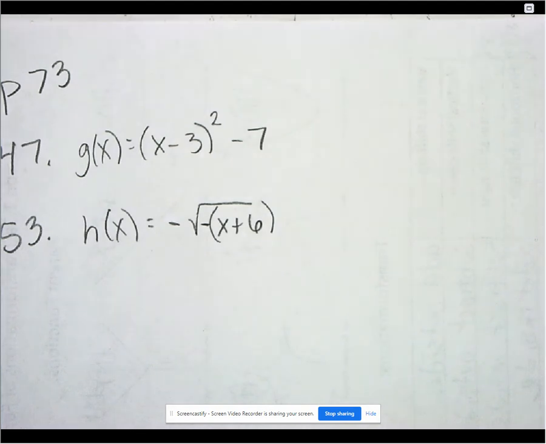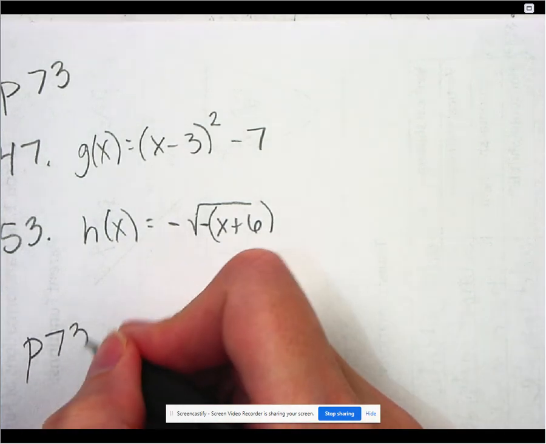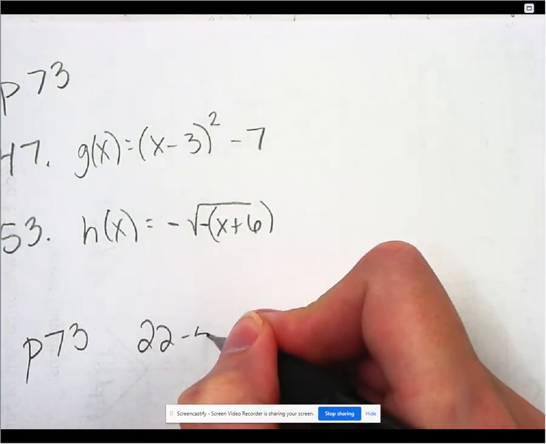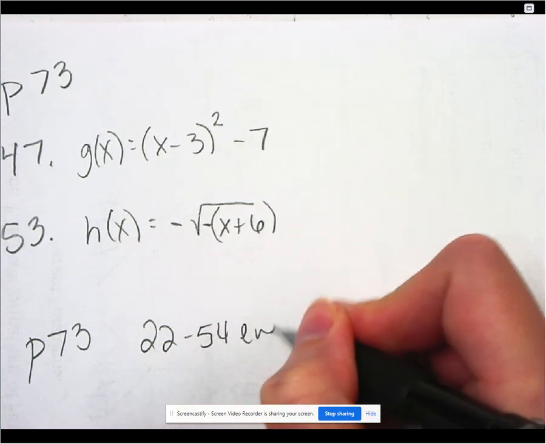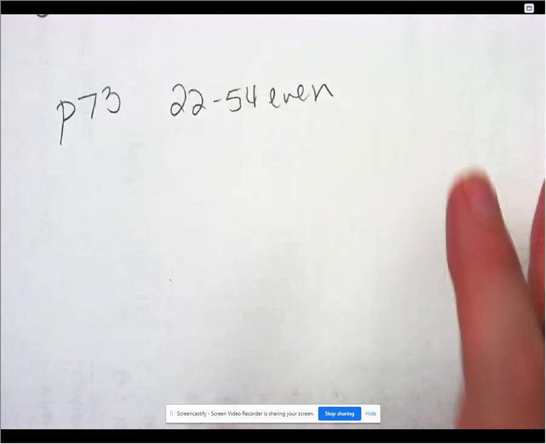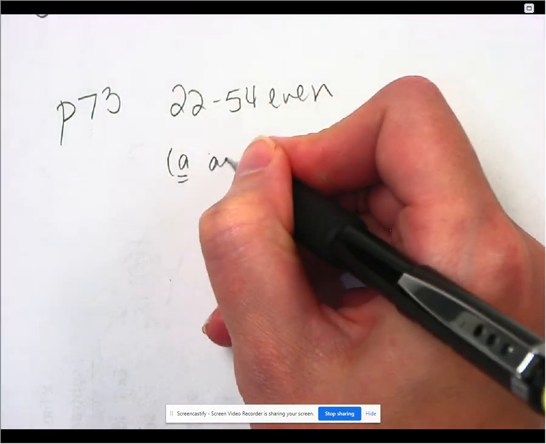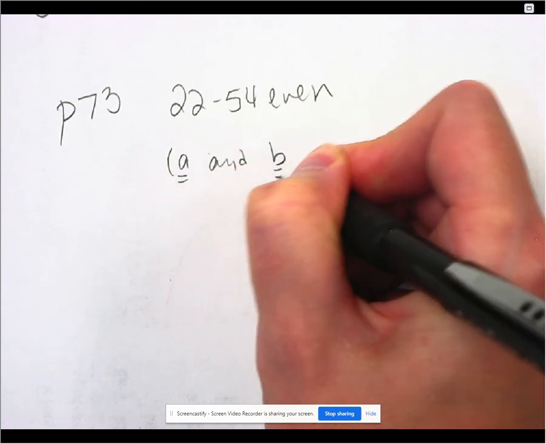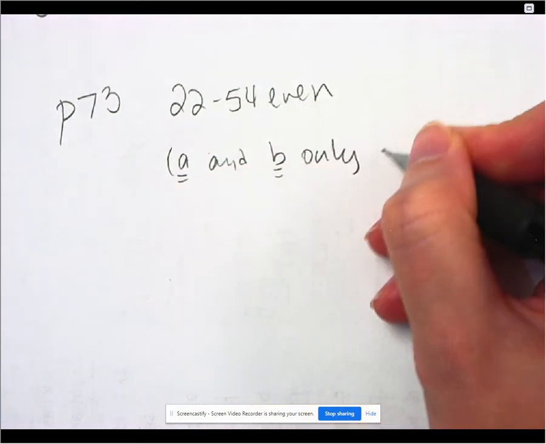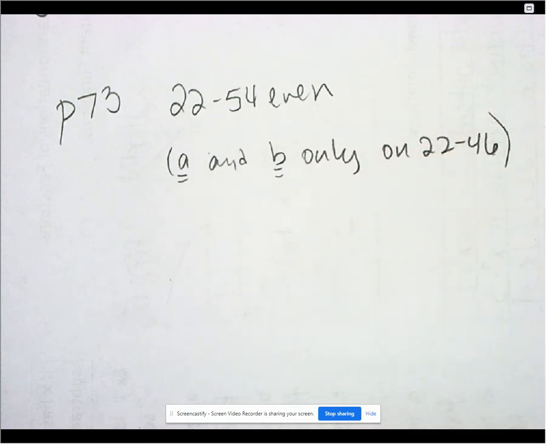All right, guys. So your assignment is on that same page we were just looking at. I want you to do 22 through 54 even. And on the directions, I want you to change them just a little bit. So I want you to do A and B only on 22 through 46 even. So don't do exactly what the directions say on those. There's extra stuff that you don't have to do.